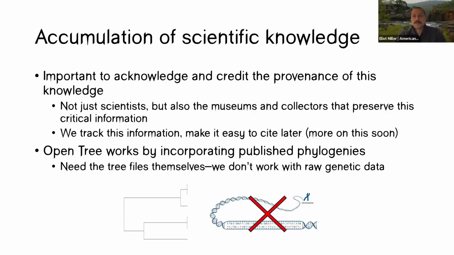And I just wanted to also point out that OpenTree works by incorporating published phylogenies. That means we need the actual tree files themselves that generate a phylogeny like this. And we don't actually work with raw genetic data for this project. Someday, yes, maybe, but for now, we need these tree files. So authors, please archive your actual tree files when you publish papers. It will also help make your work more reproducible.